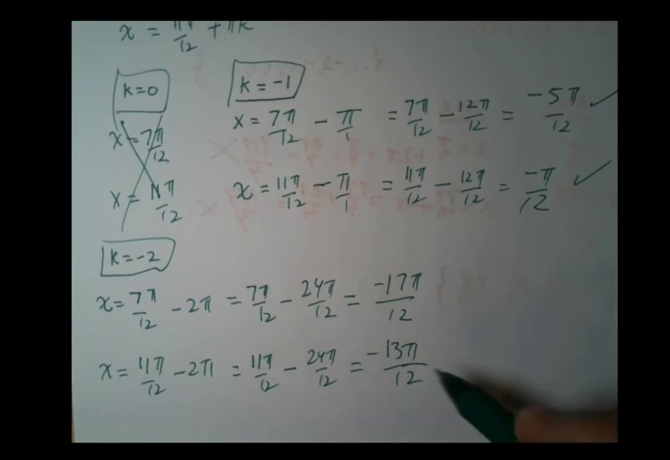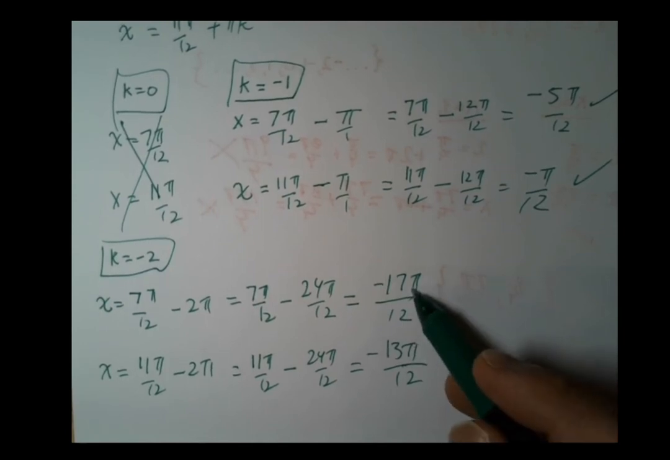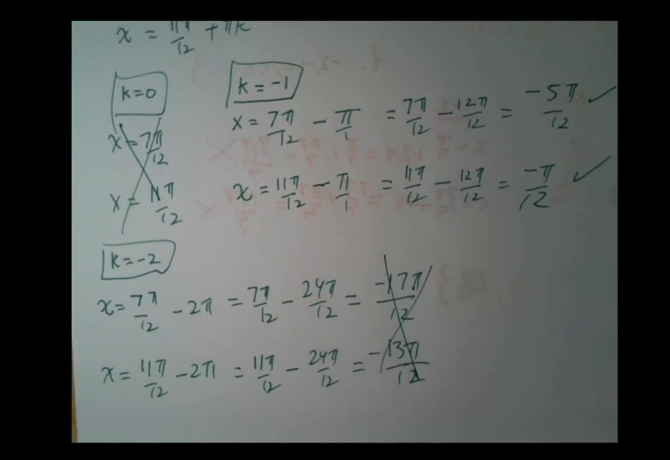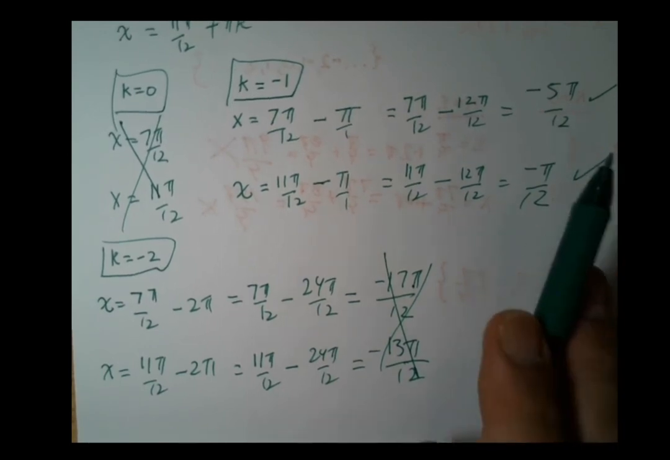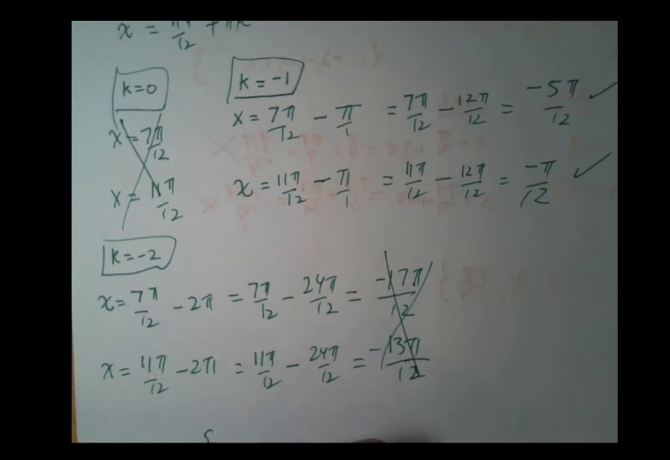Now looking at both of these, these values are a bit smaller, more negative than negative pi, so they fall outside the interval. So these I can reject. And going down to negative 3 is something we don't need to do, because then we'll get values even larger in the negative direction. So I can stop here and see that I actually have just one pair of solutions. My solutions for this would be negative 5 pi over 12 and negative pi over 12.